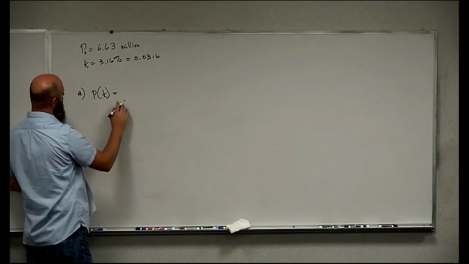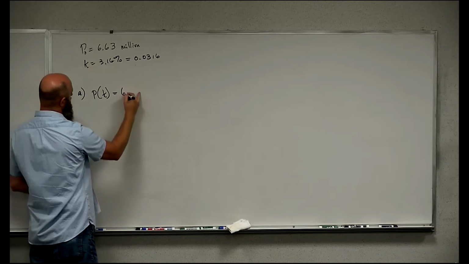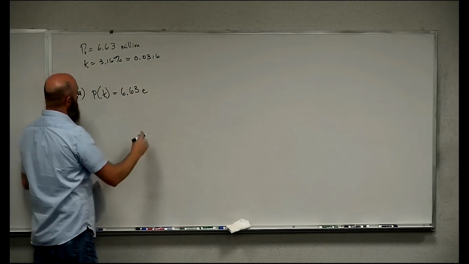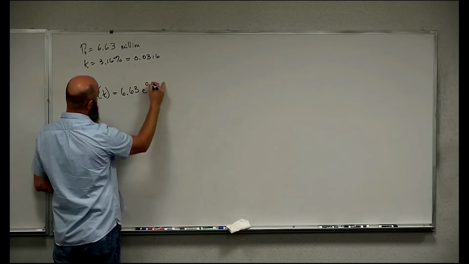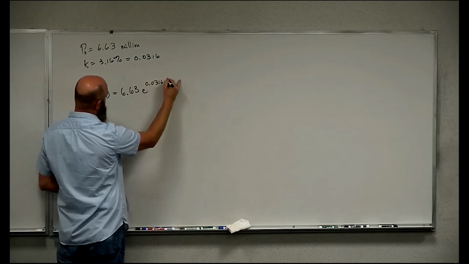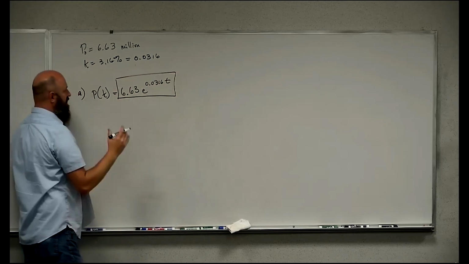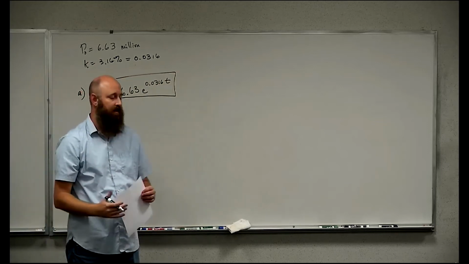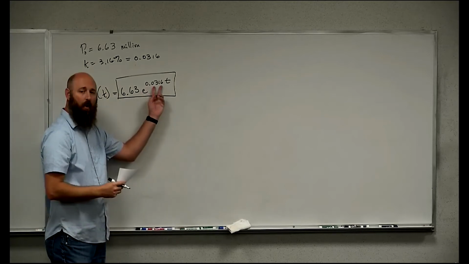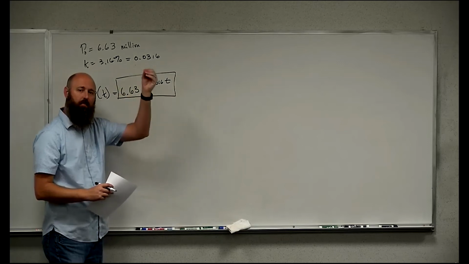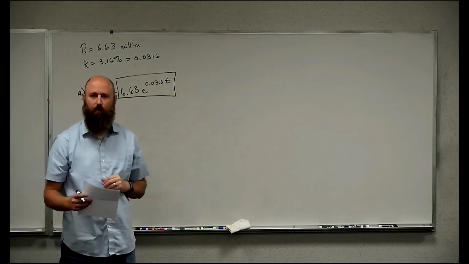Well, that's going to equal P sub 0, 6.63, times E to the K, 0.0316 T. And that is going to be our function, okay? Now, make sure all of this is in your power. This is a power, even the T. Those things are being multiplied in the power. So we got to be careful with that, okay?